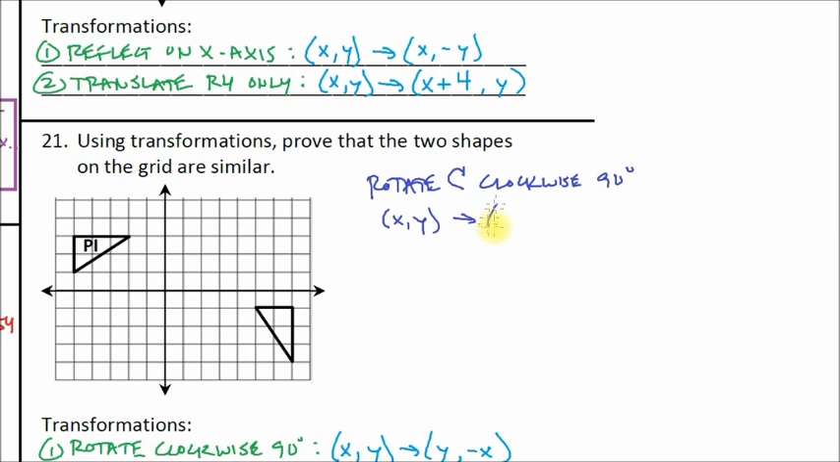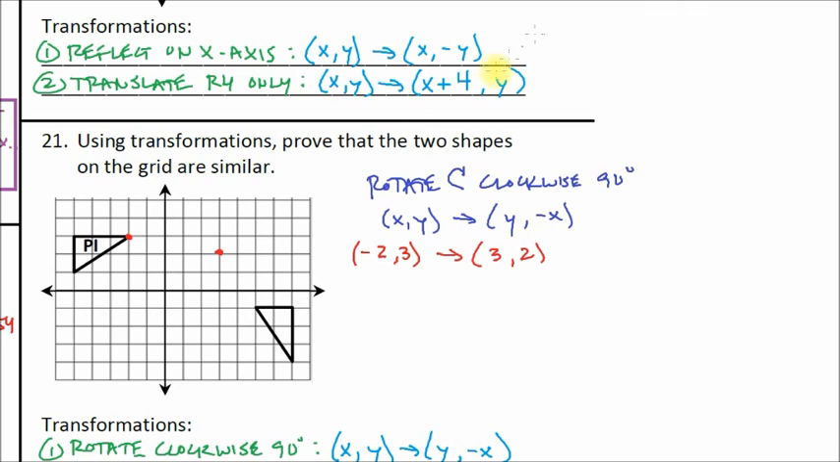xy becomes y, negative x. Let's plug in what we know. I'm going to go ahead and take this point first. Negative 2, 3. The y value moves to the front. That's now 3. The x value moves to the back of our coordinate, and the sign flips. So our new coordinate there is going to be 3, 2. There's our first point. I'll do these in different colors.